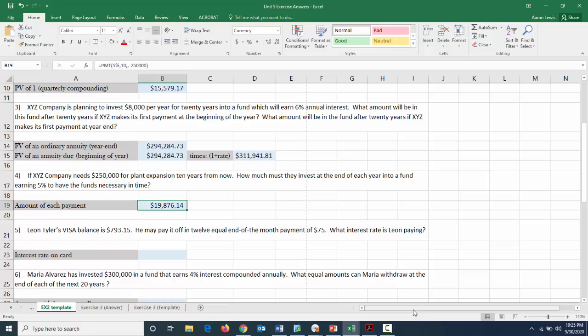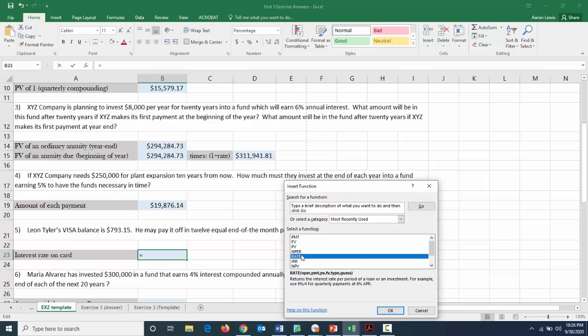Question 5, let's take it away from the bigger business aspect of it, and we'll make it a little more personal. Leon Tyler's Visa balance is $793.15. He may pay it off in 12 equal end-of-month payments of $75. That's the deal Visa has given him. Well, what does the rate have to be on his card? Well, what are we trying to solve for here? We have the present value of the payments that we're making, $75 a piece. We have the number of periods, it's 12 months, and we have the future value, $793.15. What we don't have is the rate.